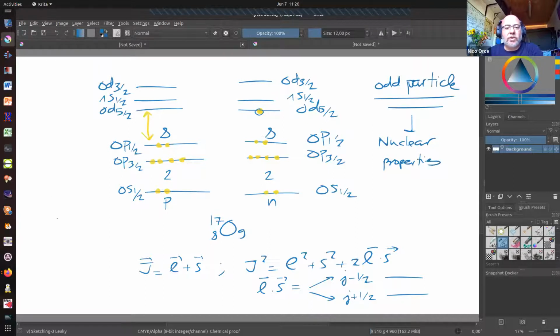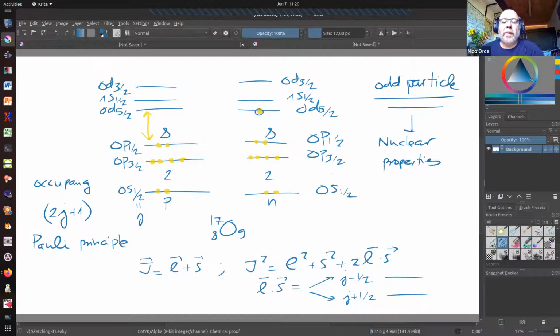Remember, the occupancy is going to be given by 2J plus 1. So in this case, J is 1/2, right? So the occupancy will be given by 2 times 1/2 plus 1, which is 2, right? And this is because of the Pauli principle, right? No two fermions can have the same quantum numbers. So now let's look at what happened, in particular the case of oxygen 17.